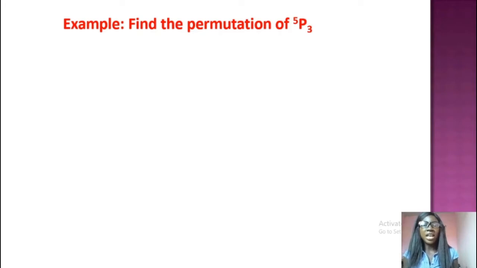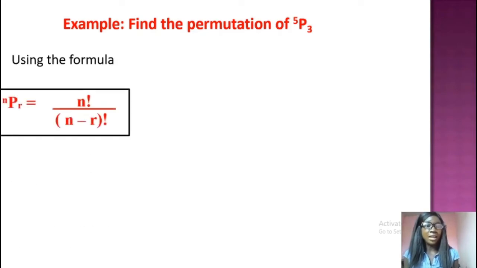So we have to make use of our formula. We have n permutation r, which equals n factorial divided by (n minus r) all factorial. So what is our n in this case? Can you tell me our n before I show you?